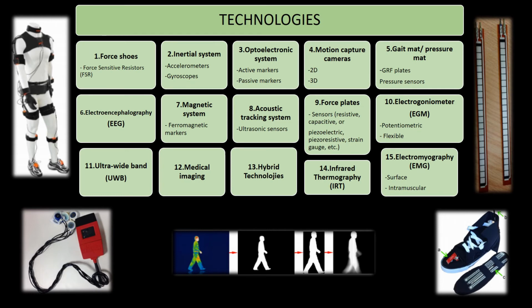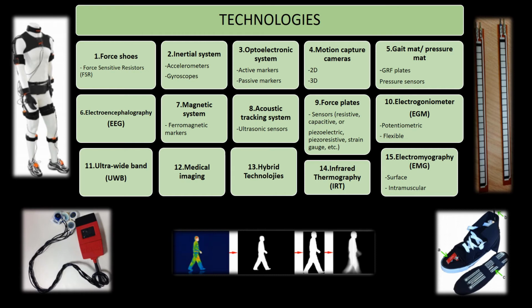In acoustic tracking systems, ultrasonic pulses and ultrasonic sensors are used to determine the position of the movements. Electrogoniometer is an electromechanical instrument to measure angles of the joint movements. For both systems, potentiometric and flexible, when the leg moves, the EGM converts the mechanical signals into electrical signals. The drawbacks of the systems are that the angle movements can be measured only for one plane, and accurate calibration is needed for the joint axis.